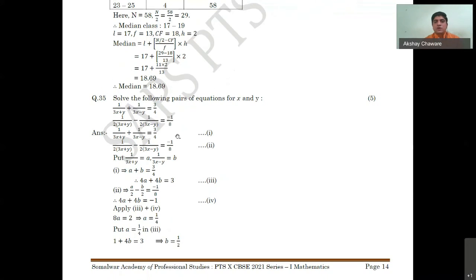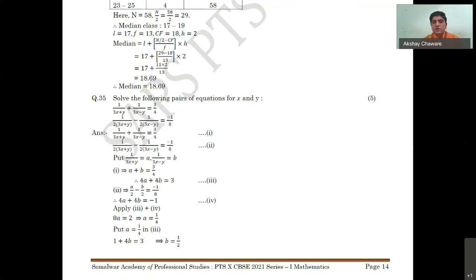Now in question number 35, solve the following pair of linear equations, but not exactly linear equations. These equations are reducible to linear equations and the variables are x and y. If you observe the two equations, 1 upon 3x plus y plus 1 upon 3x minus y is equal to 3 by 4. In the second, 1 upon 2 into 3x plus y minus 1 upon 2 into 3x minus y is equal to minus 1 by 8. If you compare both equations 1 and 2, 1 upon 3x plus y and 1 upon 3x minus y are the common terms.